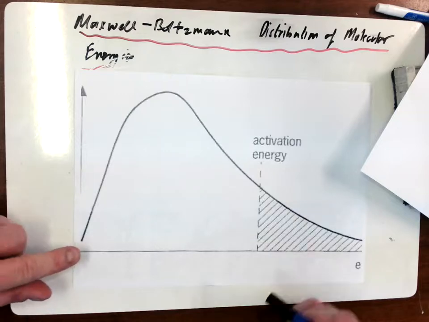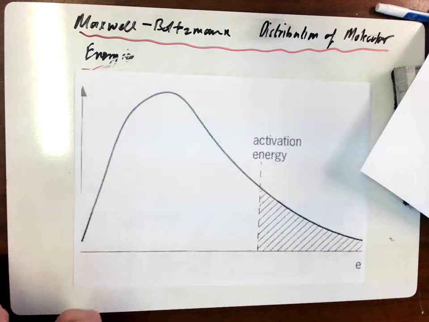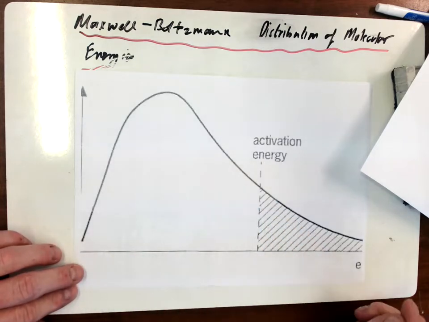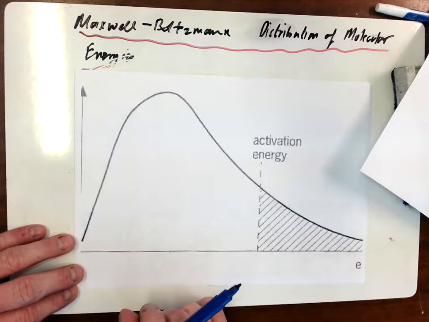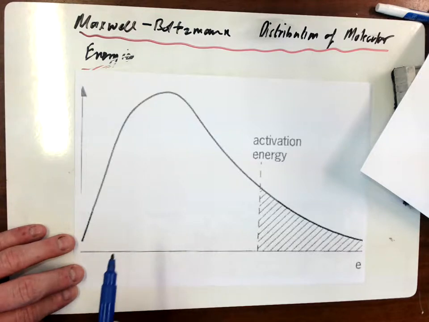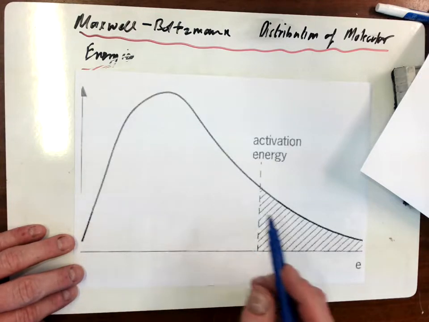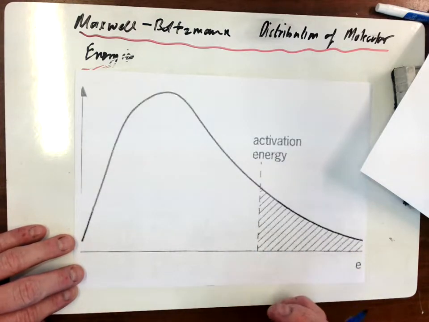So if I change the concentration, the important thing is I'm not changing the temperature, so the overall distribution of energies within that reaction mixture will be exactly the same. But I'm going to have fewer particles this time if I reduce the concentration. So how do I show that? How do I show the same sort of distribution of energies, but with fewer particles?